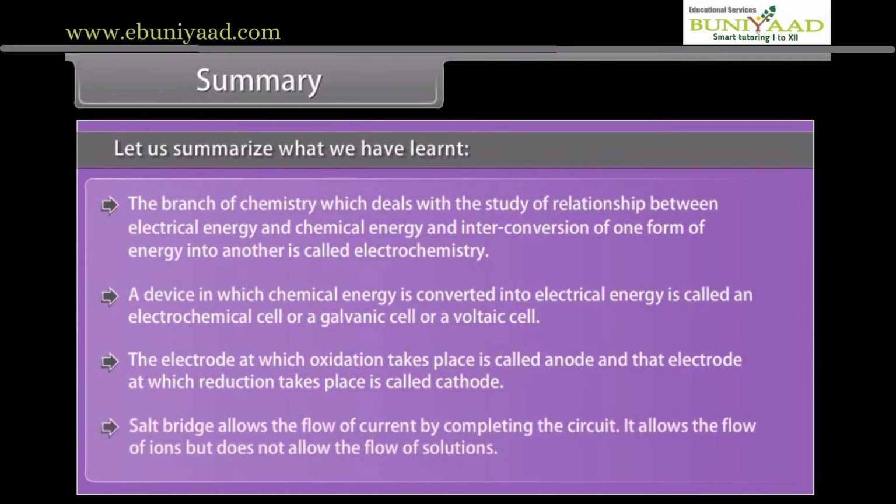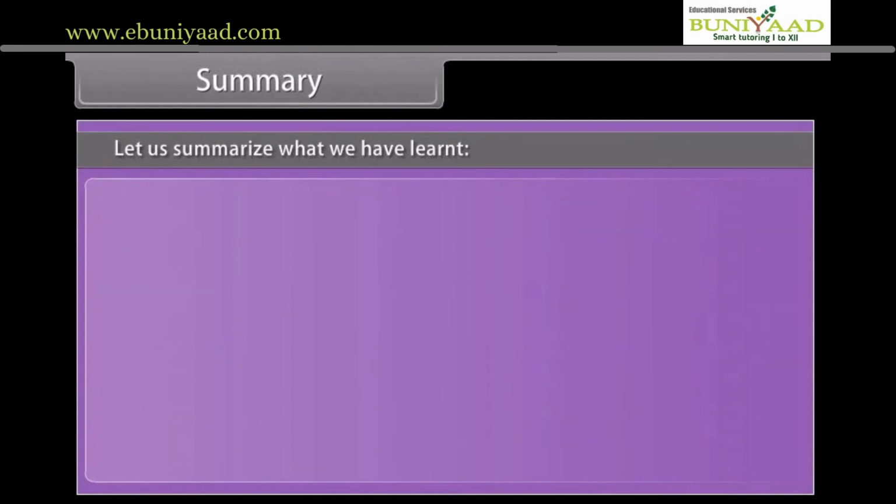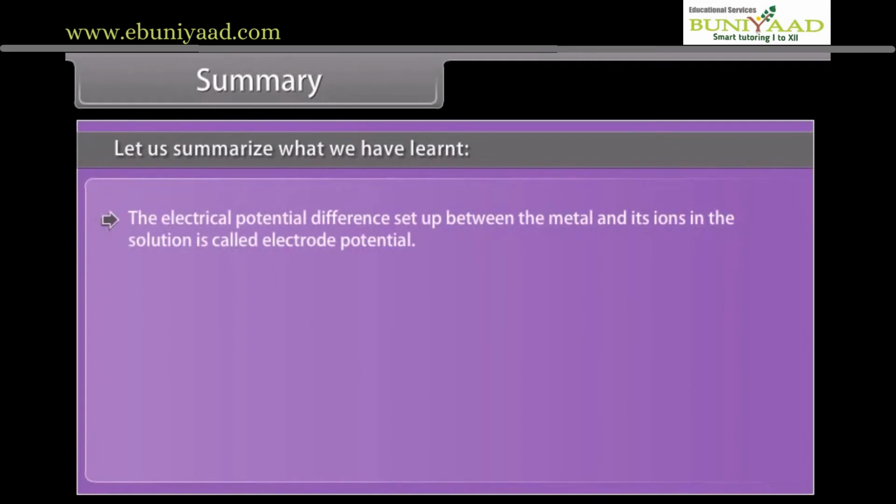Salt bridge allows the flow of current by completing the circuit. It allows the flow of ions but does not allow the flow of solutions. The electrical potential difference set up between the metal and its ions in the solution is called electrode potential.